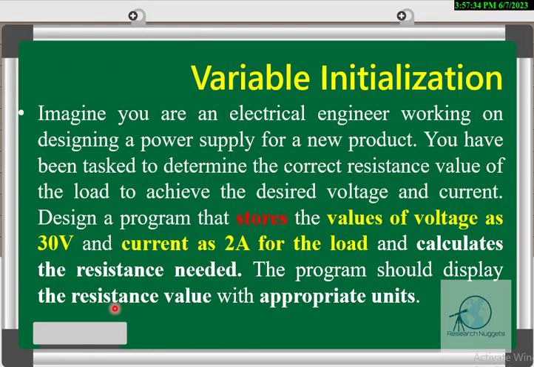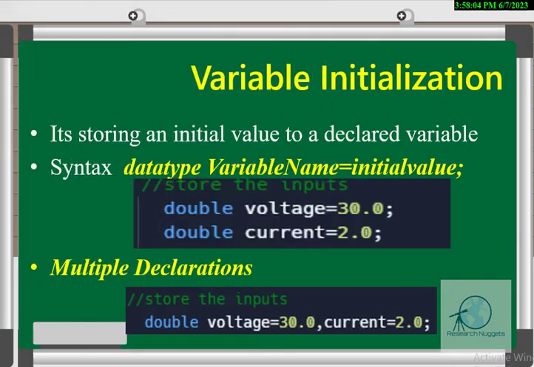Moving on, let's look at variable initialization. We are still going to use this particular case study. You're going to see that our voltage has been given an initial value of 30 volts, and we are told that our load has a current of 2 amperes. So we already have a specific voltage and a specific current, and those values have already been preset for us. So what do we mean by variable initialization? This is the process of storing an initial value in a declared variable.